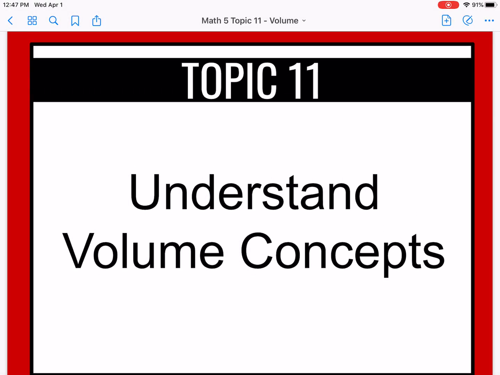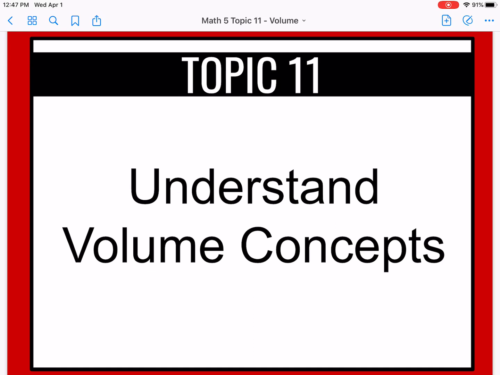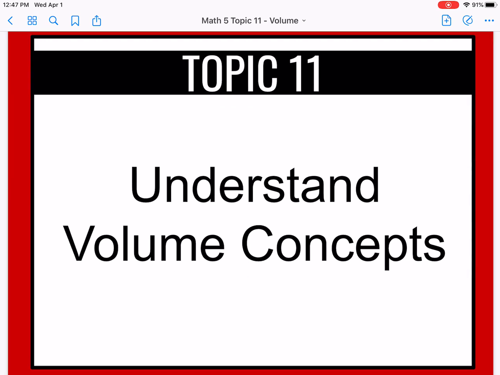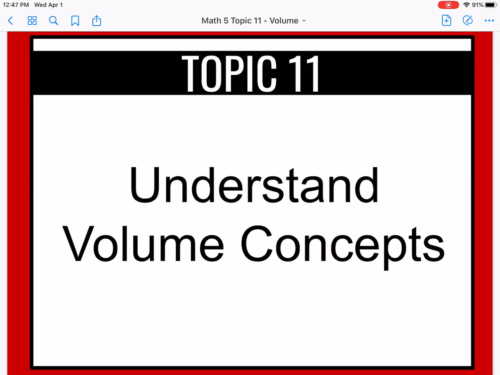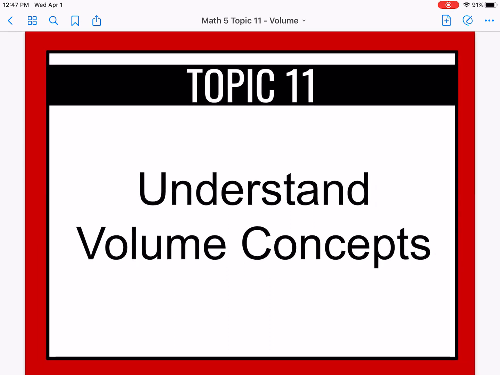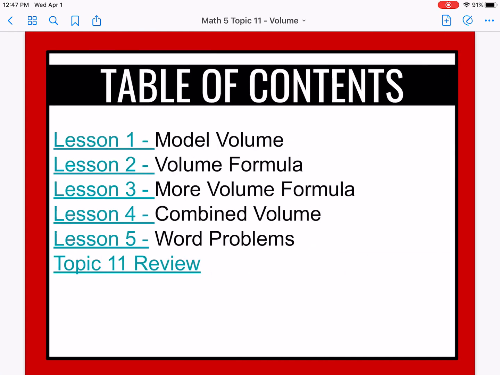Right, so today we are beginning our study of volume. This is topic 11. These notes are also in our Google Classroom so that you can see them at any time if you need to. You can print them out if you'd like, or you can leave them there, or you can make your own. Okay, so we're going to be looking at volume.